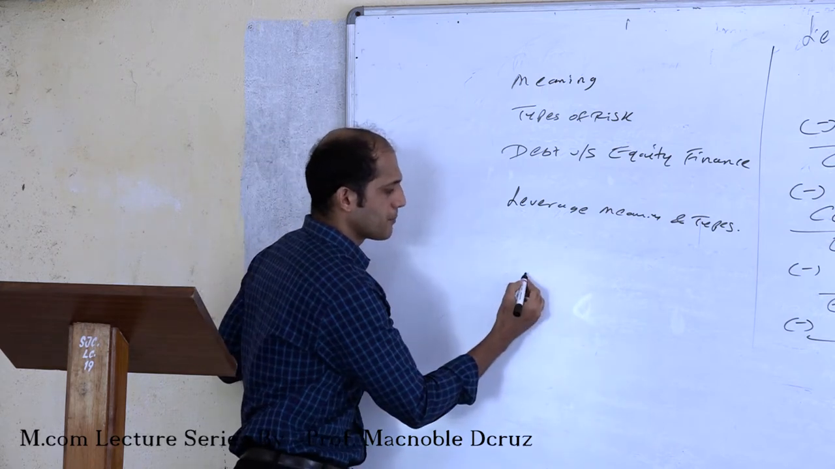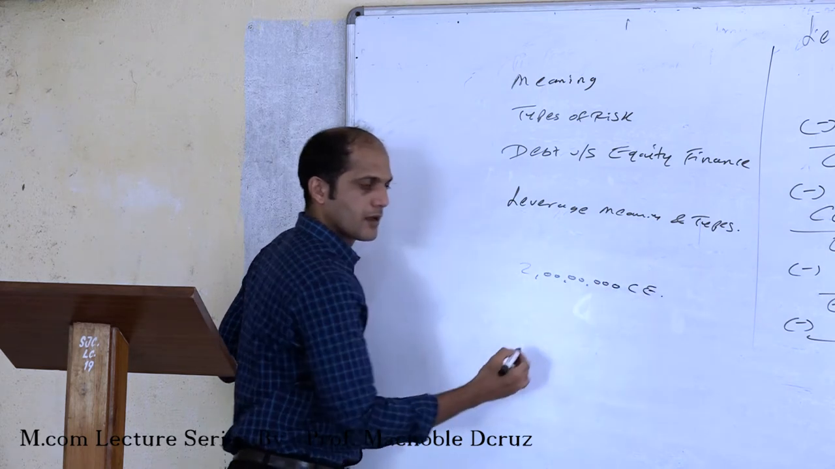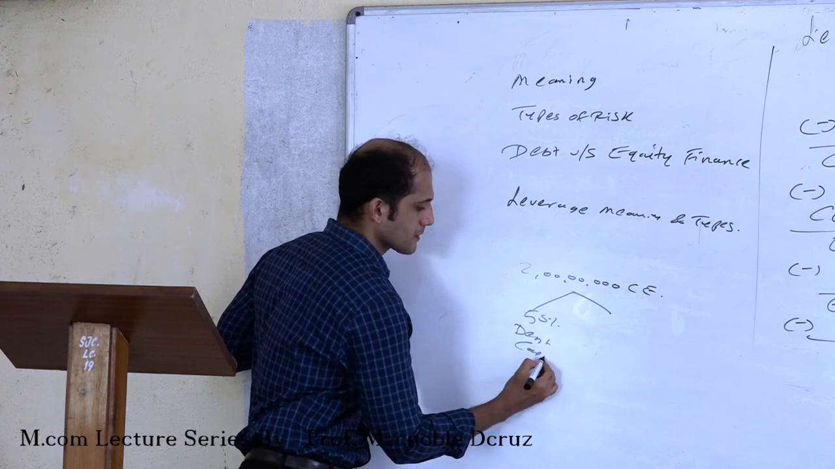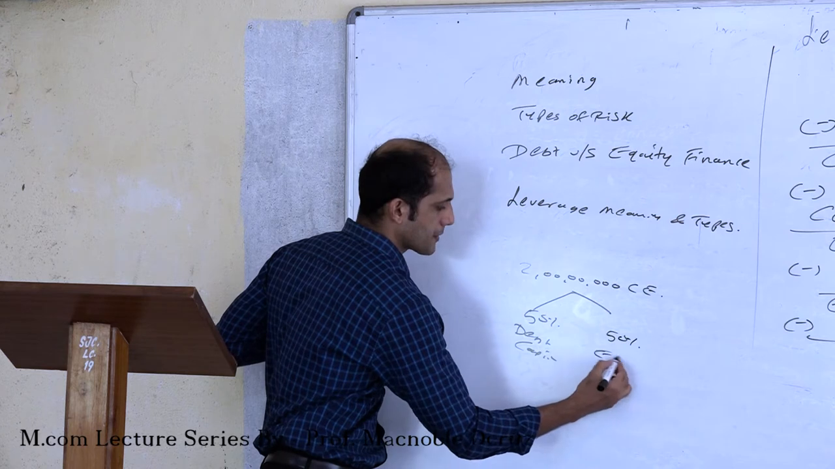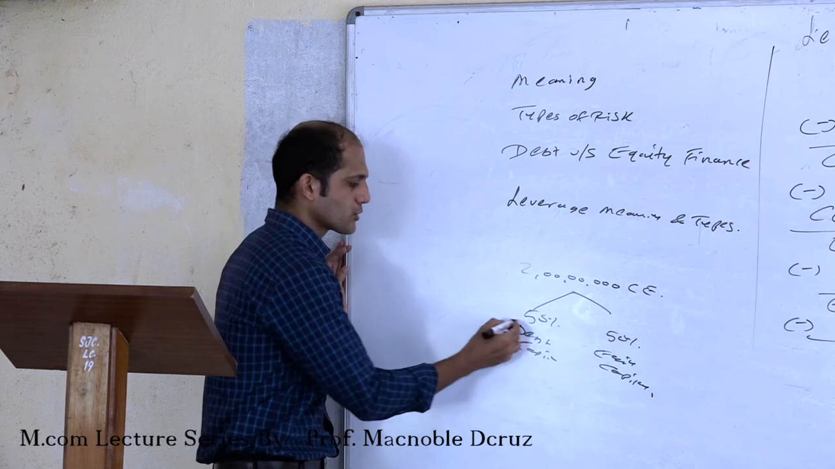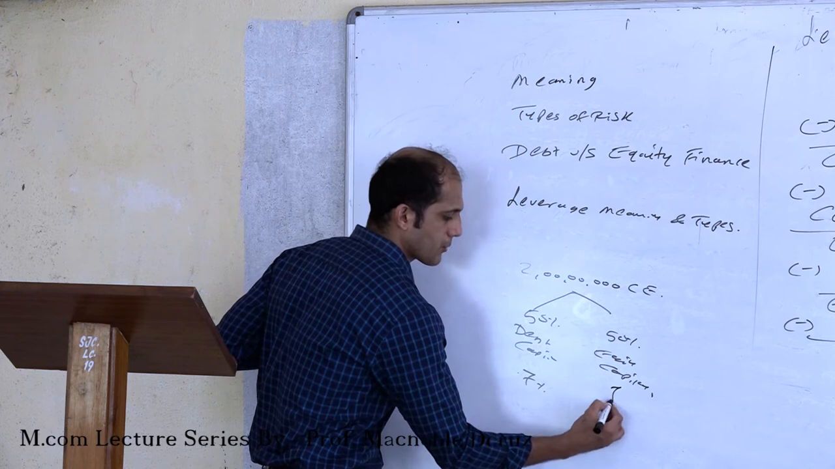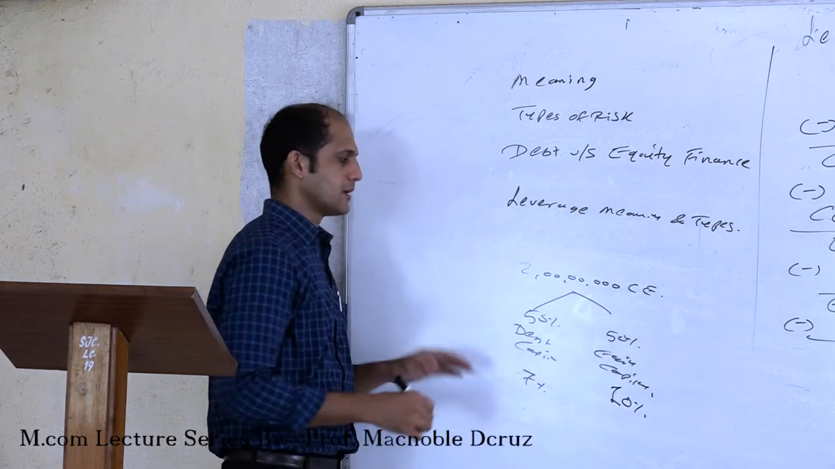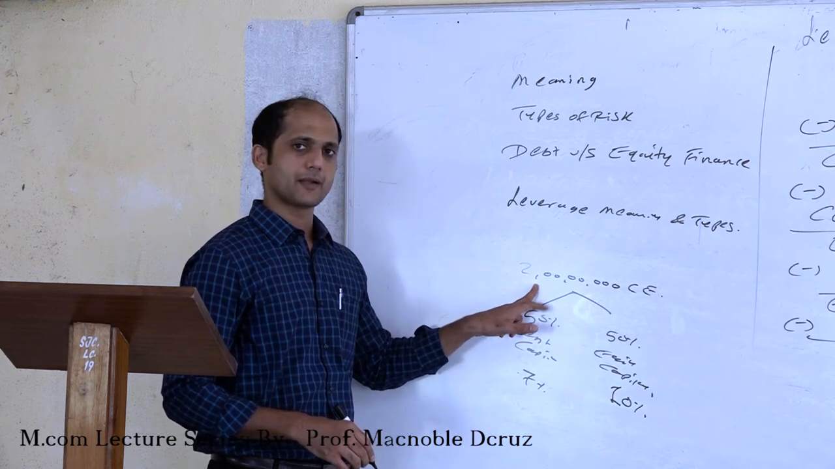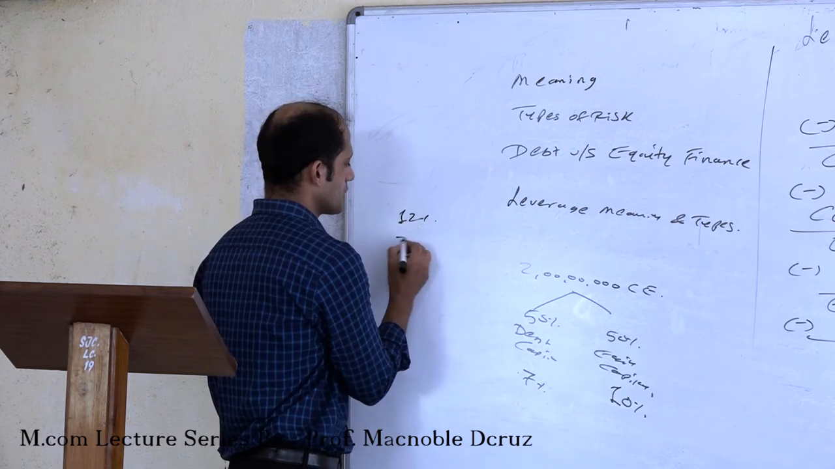Say for example, the company's total capital employed is 2 crore, which is 50% through debt capital. If the company earns 12% return on capital employed, say for example 2 crore rupees, what will happen? They will get at least 12%, 24 lakhs.